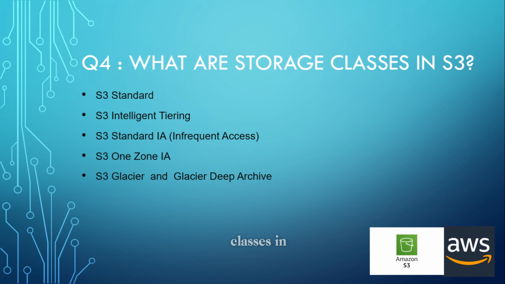Question number 4. What are storage classes in S3? S3 Standard. It is general purpose storage for frequently accessed data. S3 Intelligent Tiering. It automatically moves data between two access tiers, frequent and infrequent, based on usage patterns, optimizing costs.